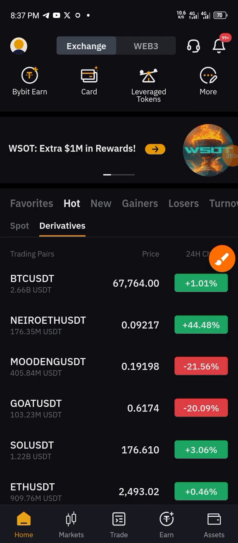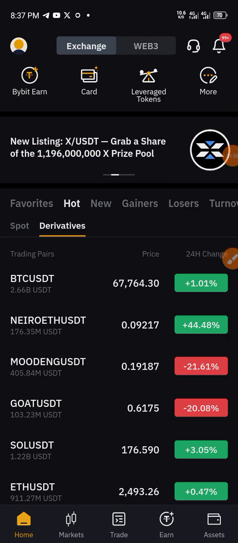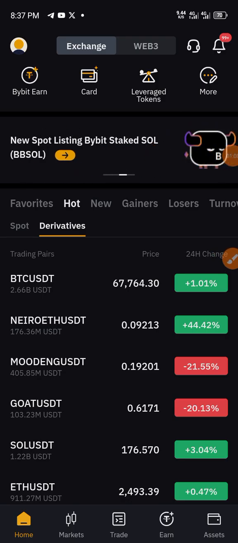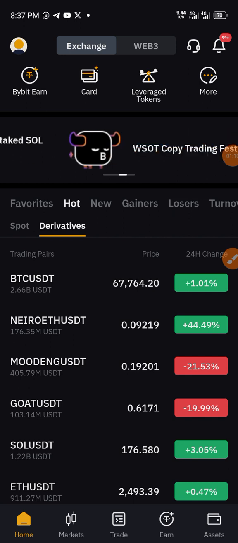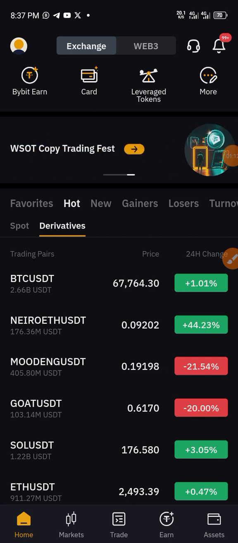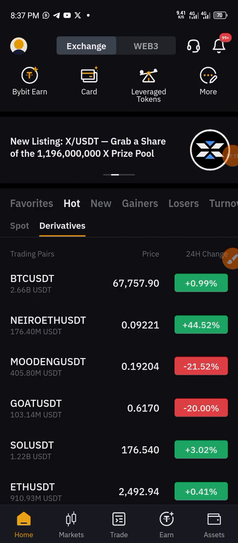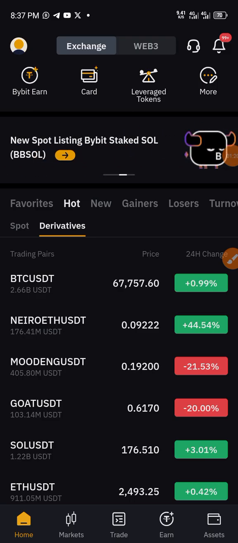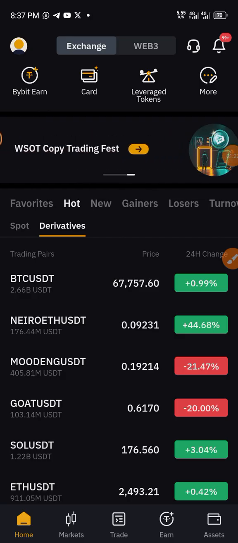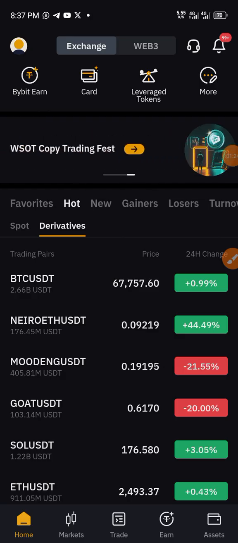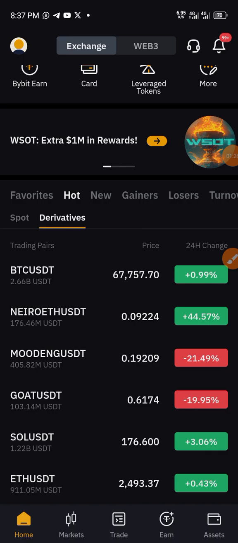So how do you make money trading those cryptos? You make money when you predict and purchase a particular cryptocurrency, you predict that it's going to go high, and it definitely goes towards your predictions, then you will make money from it. Definitely. That is on spot.